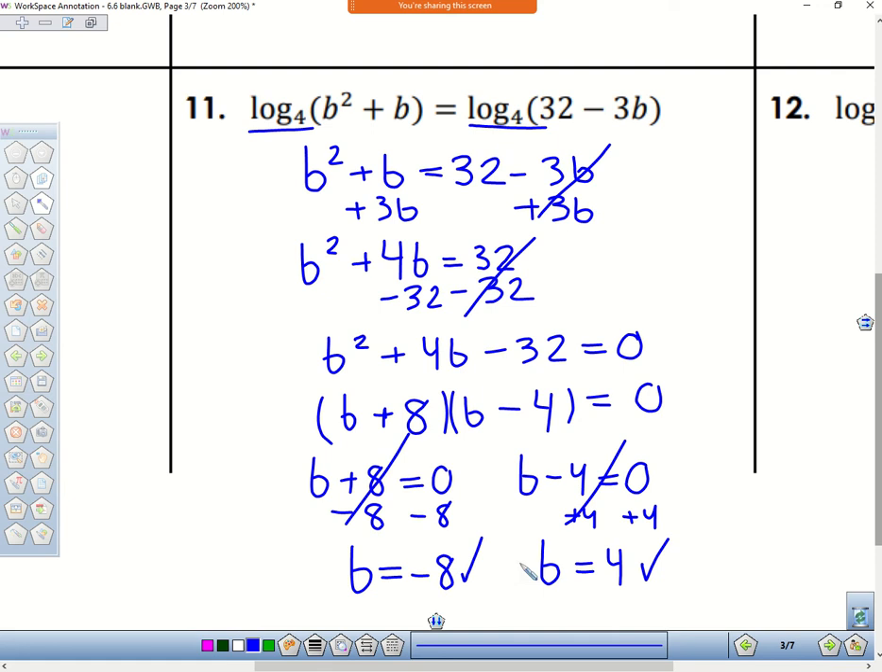When you plug it back in, do you have to do the log as well? You don't have to. All you have to check is that what's inside the parentheses is not 0 or negative. Any other questions on this?